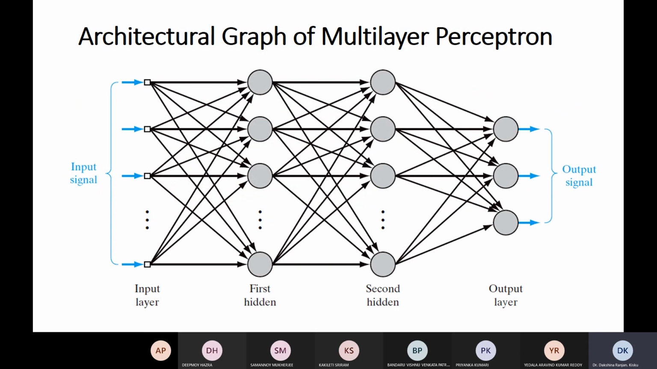Now here we can see the architecture of the multilayer perceptron. In this multilayer perceptron graph, we can see that one input layer is provided, two hidden layers and one output layer. Okay, and here we can see that this is a fully connected multi-layer perceptron network.